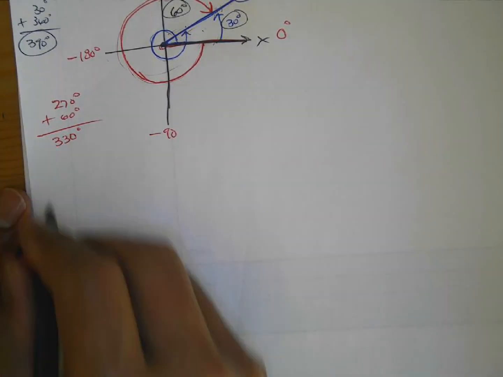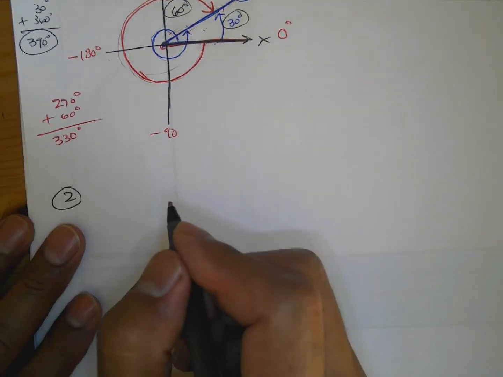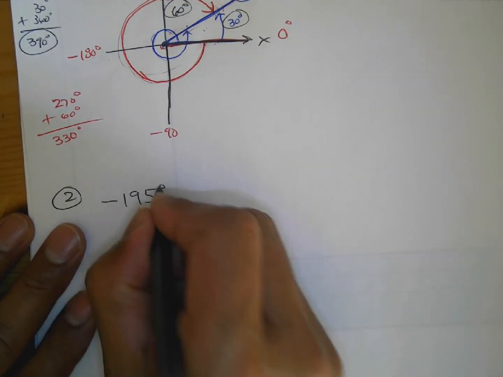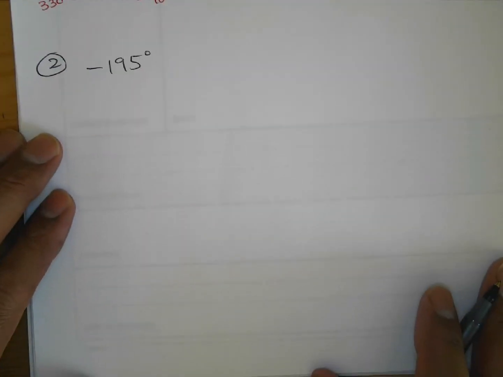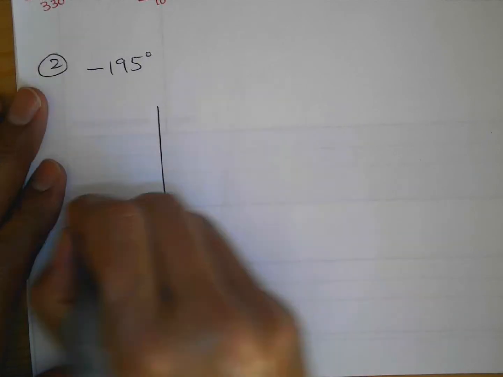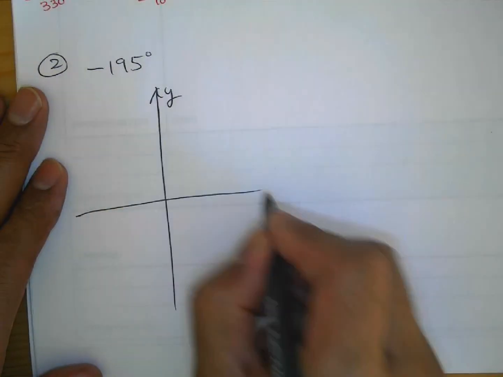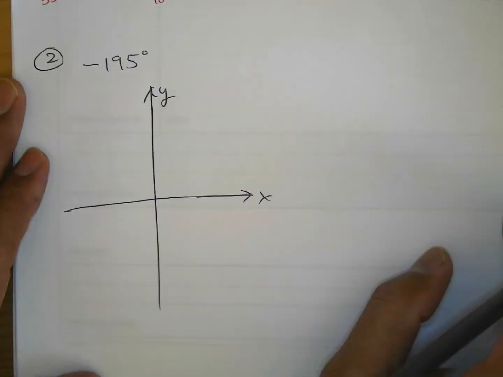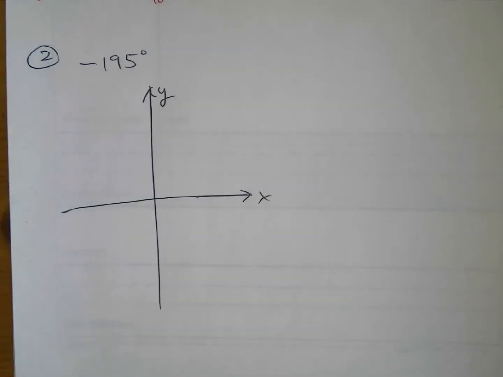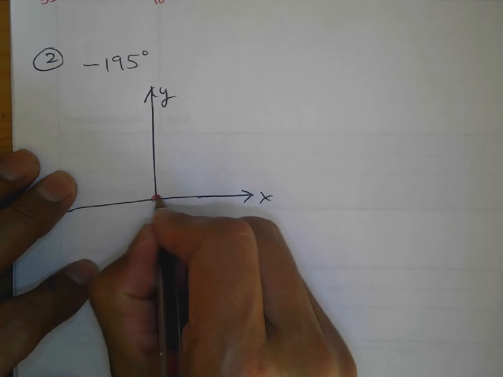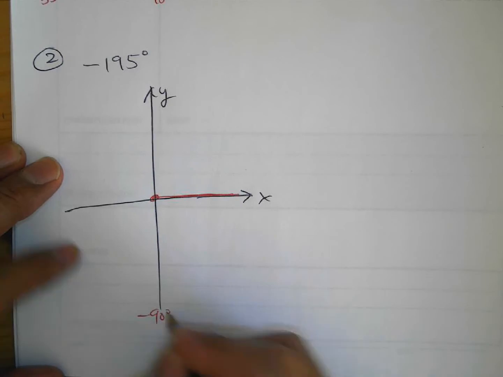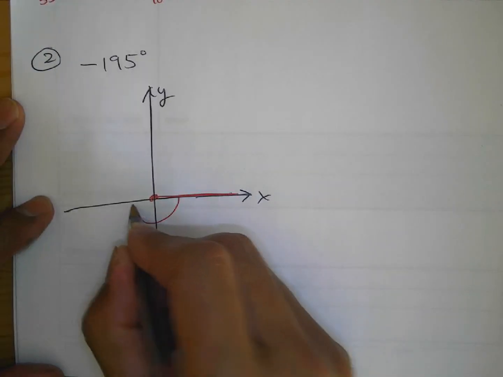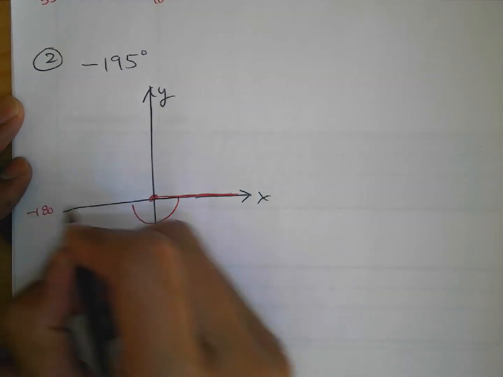Okay, let's do another one. Number 2. I have negative 195 degrees. Well, let's see where that is. That's the given angle. That's where we got to see where that is first. So a negative angle starts here. Negative is this way, clockwise. That's negative 90. And if I go another 90, that's negative 180.